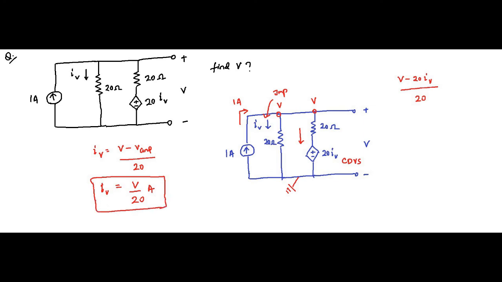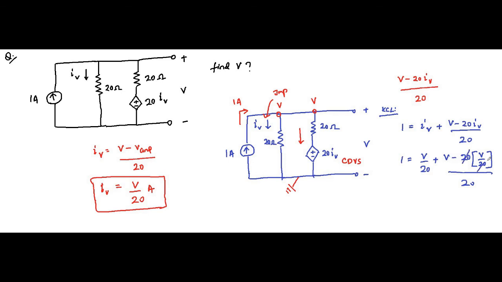So the KCL equation here will be: 1 ampere is flowing towards, so that will be on one side, and all the other things, that is IV plus V minus 20 IV by 20, on the other side. Now let us bring the equation in terms of capital V, because that's what we want to calculate. So 1 is equal to V by 20, that is IV from here, plus V minus 20 into V by 20, all by 20. We have to replace IV with V by 20.